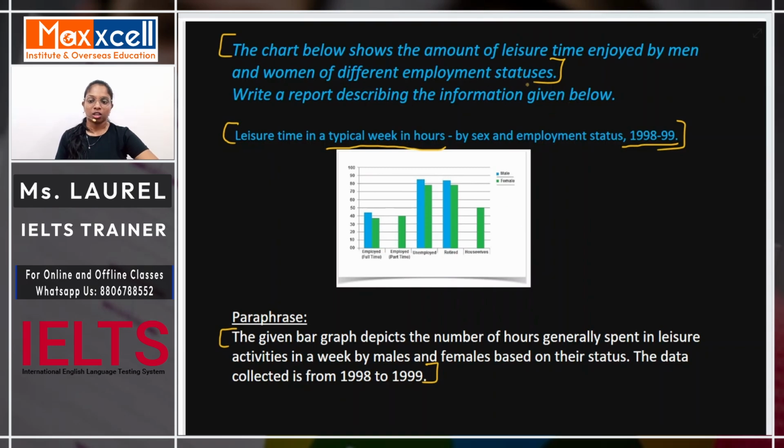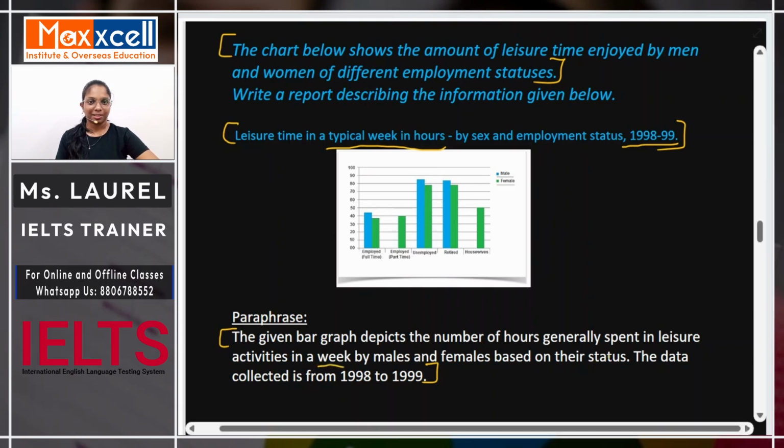That is the fact that number of hours is generally spent in a week. We have taken that part. Number of leisure hours we have taken. By males and females is also included, and most importantly the years, that is also included. So all the key information has to be retained but written down in different words. That is basically your paraphrasing. Here you can pause the video and compare what are the different changes we have made.